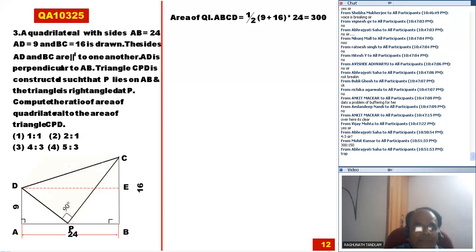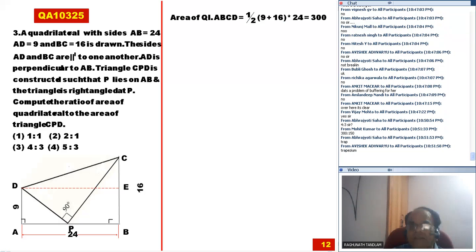Trapezium, because AD and BC are parallel. What's the area of a trapezium? Half of the sum of parallel sides into the distance between them. So we know that the area of the quadrilateral is 300. All of us are clear? Now, how do you find the area of the triangle?